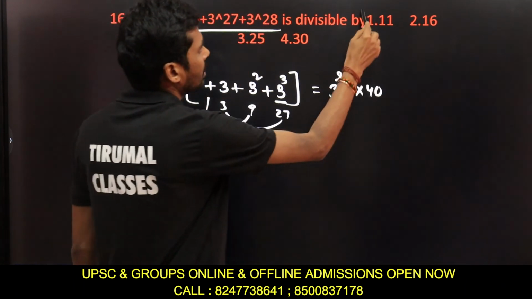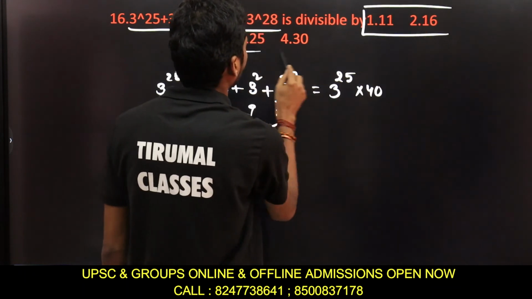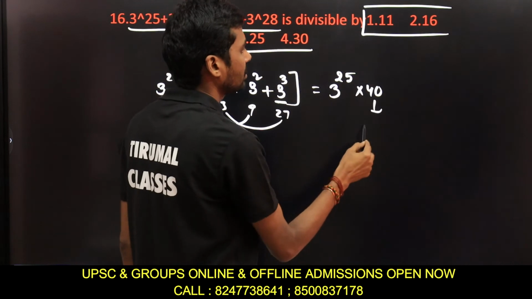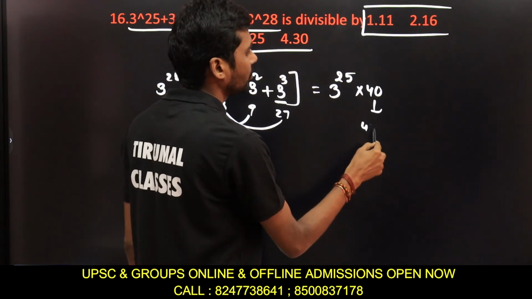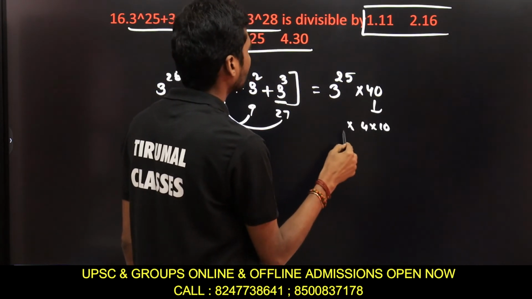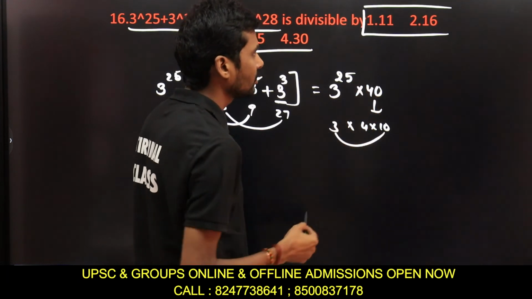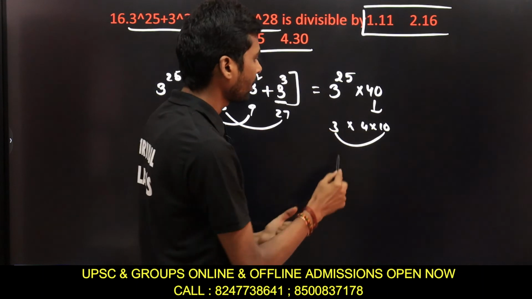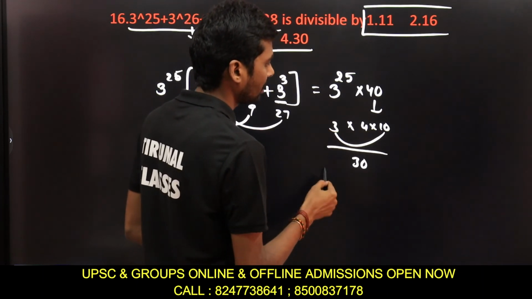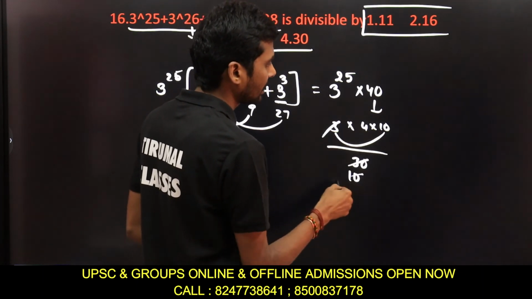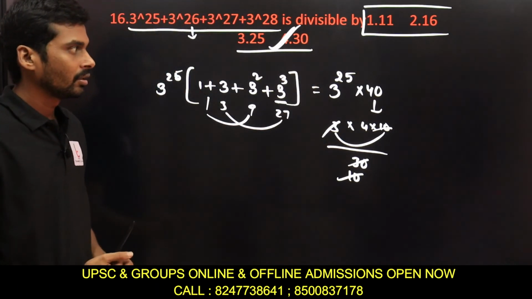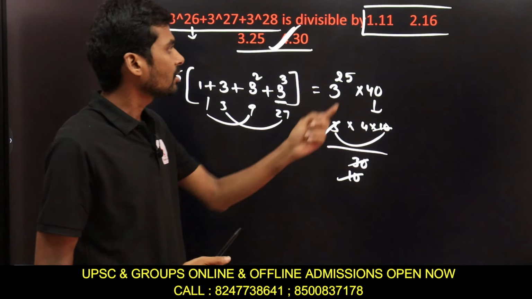Now this number is divisible by which number? 40 can be written as 4 into 10, and 3 into 10 means 30. Can I say that 30 is one of the multiples of this number? When I divide by 30, the 10s get cancelled. So I can say that this number is divisible by 30. Do you get it? So it is not divisible by 11.